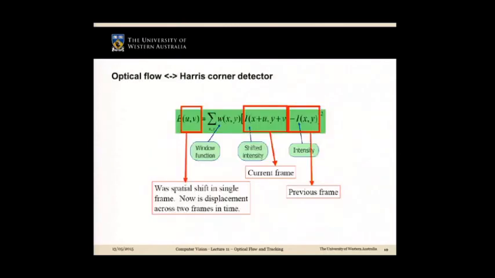And this was the equation that we discussed in one of the previous lectures. So in that particular case, E(u,v) was the spatial shift in a single image. Now it is displacement across two different frames in time, right? I(x,y) is the intensity value for the previous frame, while I(x+u, y+v) is the intensity value in the current frame or the shifted frame, and W is your window function. So in our case, it is a 5 times 5 window, right? But again, you can choose a smaller window like 3 times 3.